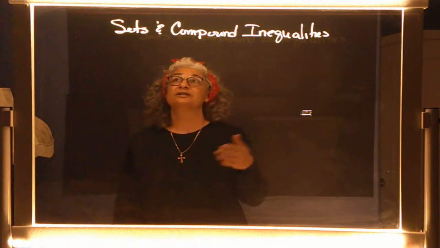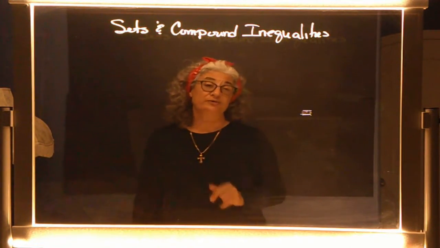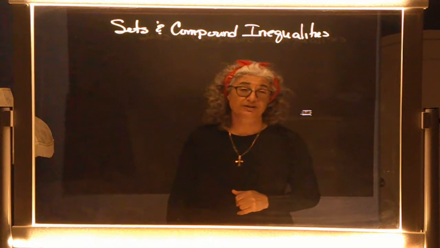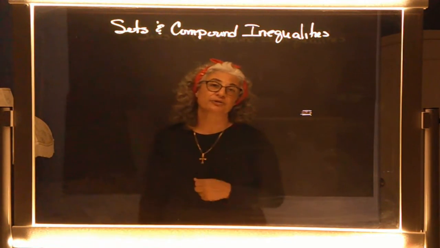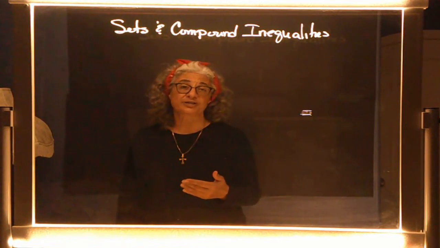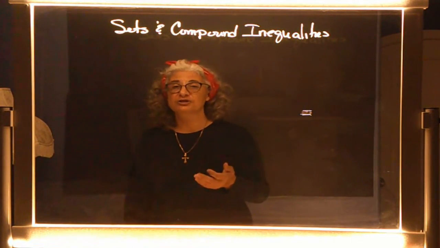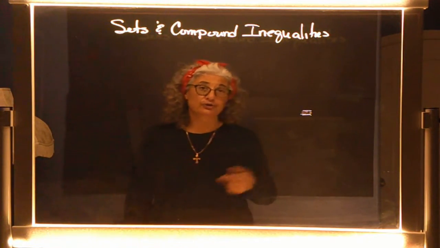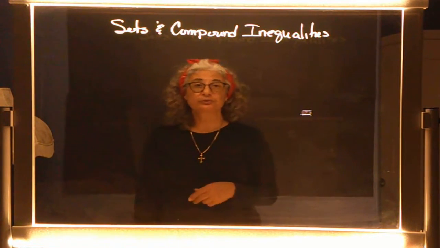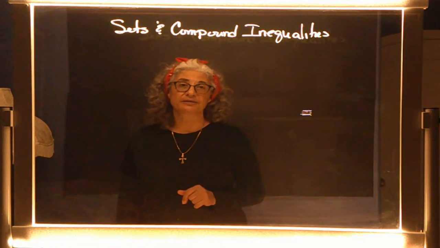All right, let's scoot on. We're talking about sets and compound inequalities in this particular lecture. Before we get too much into that, there's two vocabulary words that I need to make certain you understand. They're conjunctions, and we use them in the English language all the time. Red and blue, red or blue, they mean two different things, don't they?